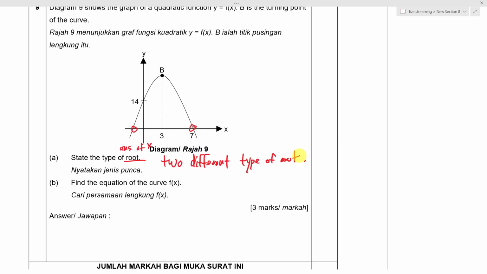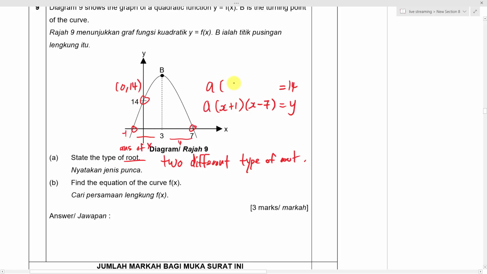Find the equation of the curve. So I have both coordinates. This one is 4 units here, so I minus 4 units. This one should be negative 1. This is the x-intercept, right? The x-intercepts tell me x plus 1 and x minus 7. I will add an a for it as always, equals to my y. I have this coordinate, which I believe helps me find my a value. This coordinate is 0, 14. So I substitute 14 into y and 0 into x. So I get 1 multiplied by negative 7, so a equals negative 2.